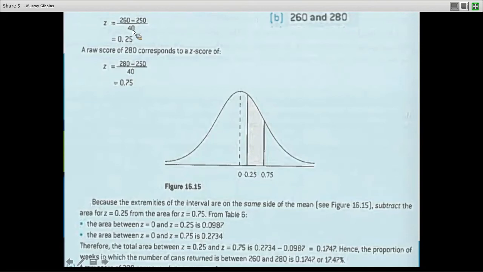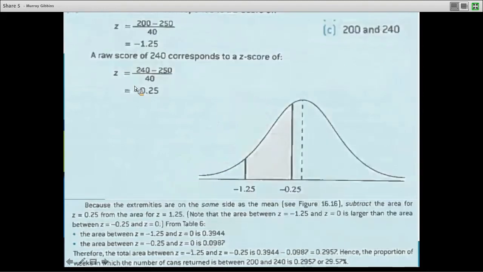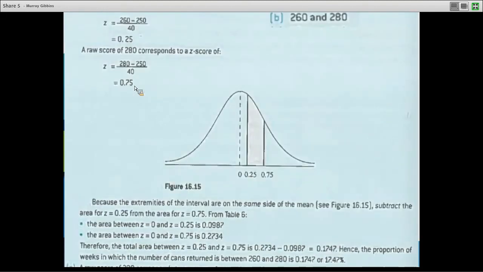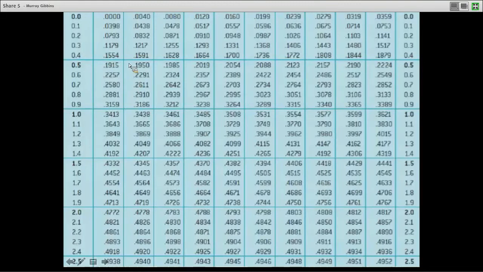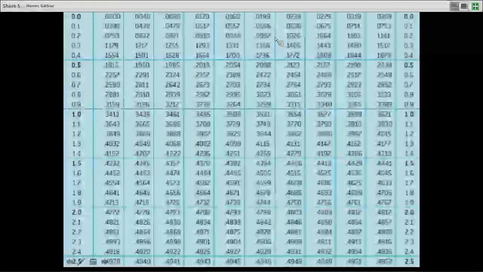So do the first one. 260 minus 250 over 40 is a z-score of 0.25. 280 minus 250 over 40, 3/4, is a z-score of 0.75, using the standard deviation. Let's look up the area for both of those. Maybe I have to go back. So it was 0.25, 0.2, go across to the 5.